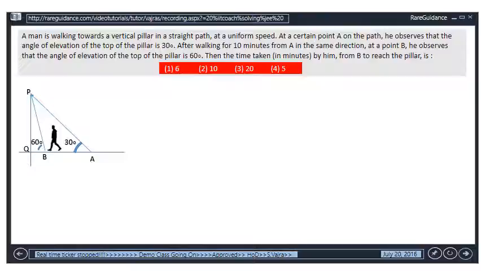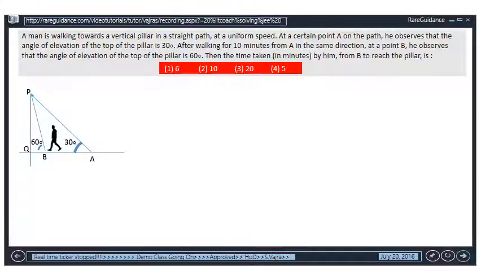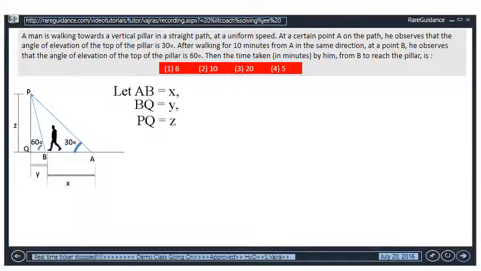And we have distances already given. So let's mark the distance A to B as x, from B to Q as y, and then we'll mark from P to Q as z. So here are the given things that we have: AB is equal to x, BQ is equal to y, and PQ is equal to z.